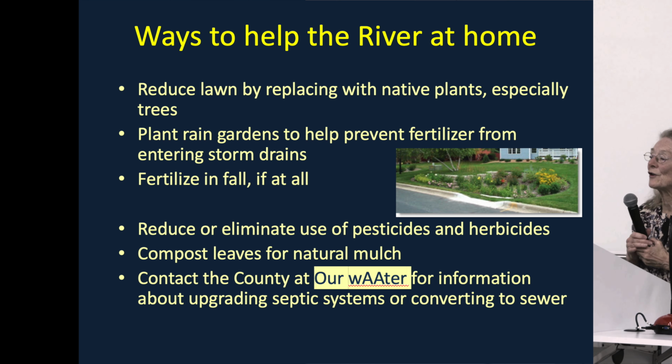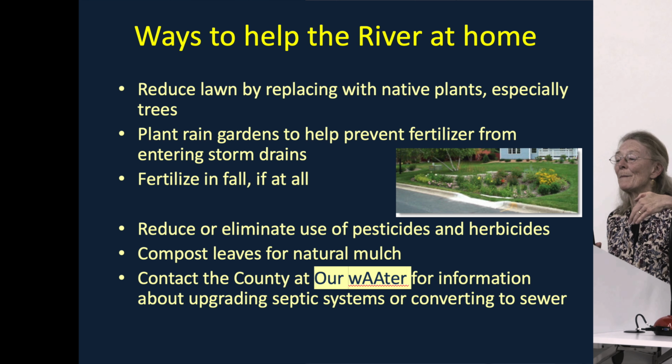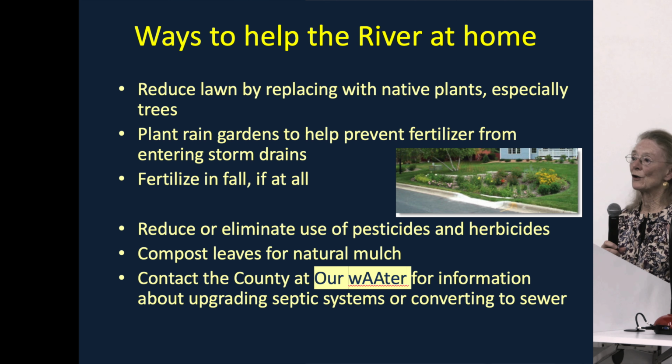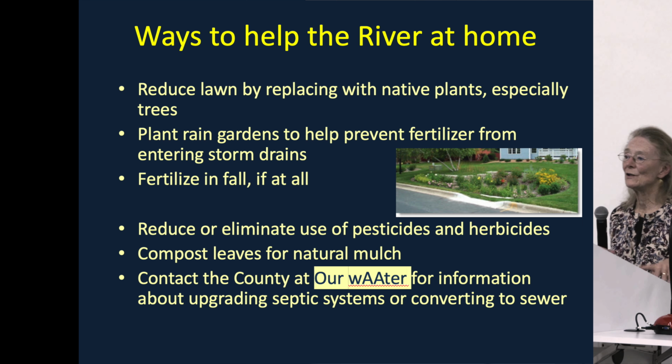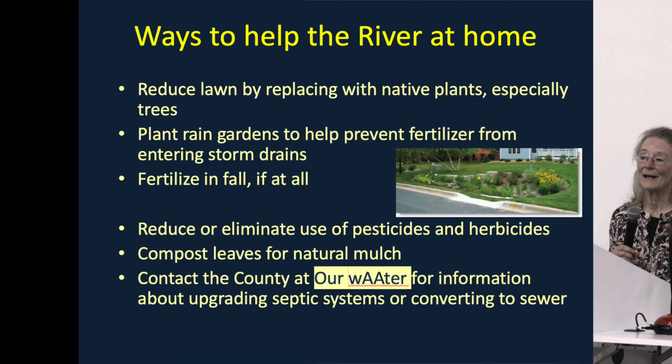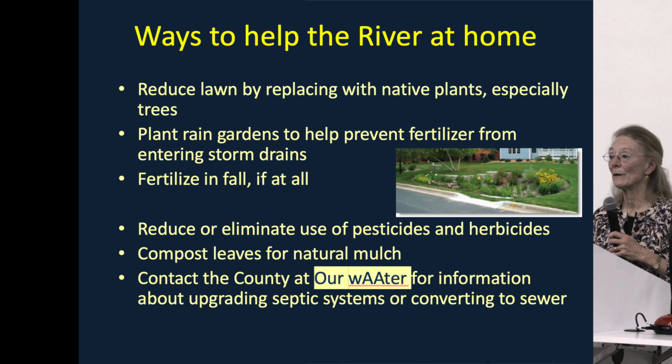Okay, so of course, just to reiterate a little bit, we don't want stuff washing off our lawns. So replacing turf with native plants is great, especially trees. Putting in rain gardens, not fertilizing, particularly in the spring. This is a really bad time to fertilize, because any fertilizer that's not taken up by your plants is going to wash right into the storm drains and right into the creeks. So they have a phrase that they use, fertilize in fall, if at all. So that will help the river a lot.